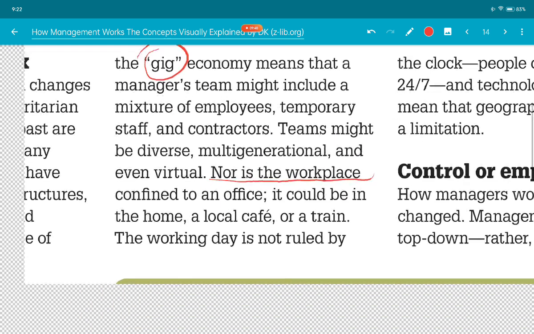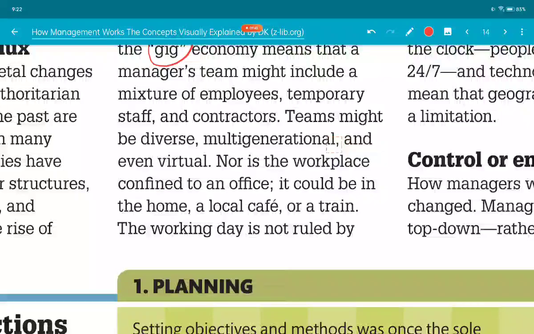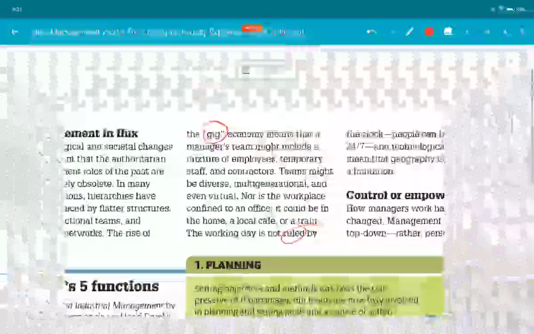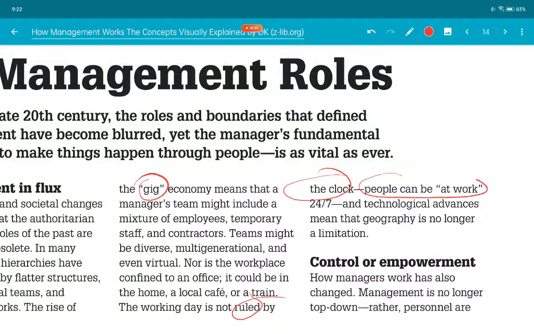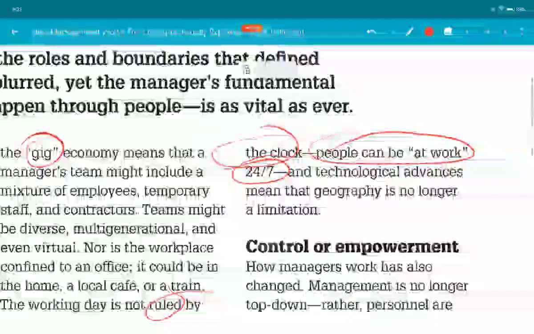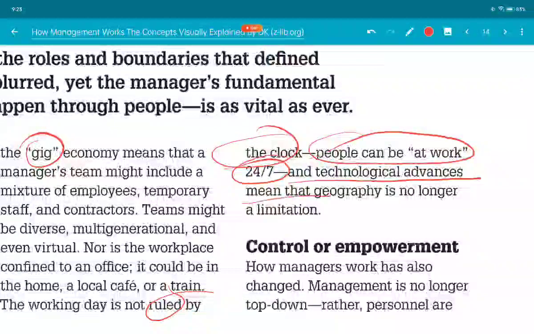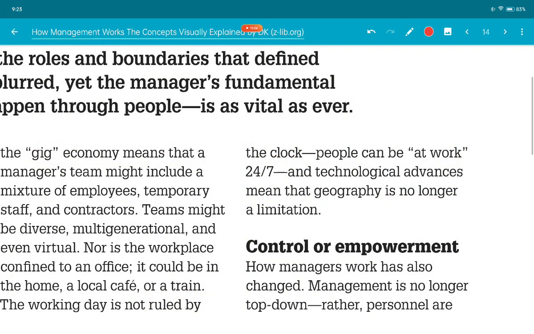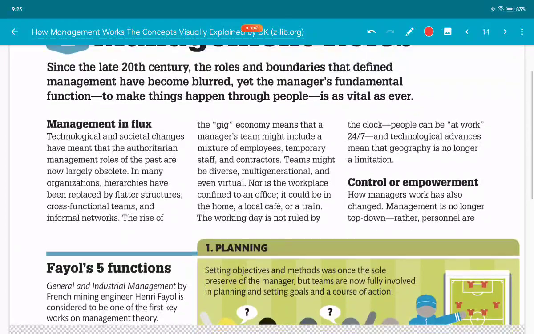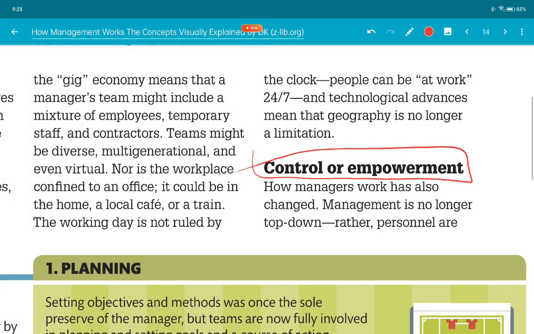Nor is the workplace confined to an office. It could be the home, a local cafe, or a train. The working day is not ruled by the clock, and people can be at work 24/7, and with technological advancement geography is no longer a limitation, so he can do it anywhere, everywhere, by using the internet. After he is done, like mostly design and writing and all kinds of innovations and research and development, they can all do it by themselves also. Okay, once we feel it is appropriate, we can call them, no issue.